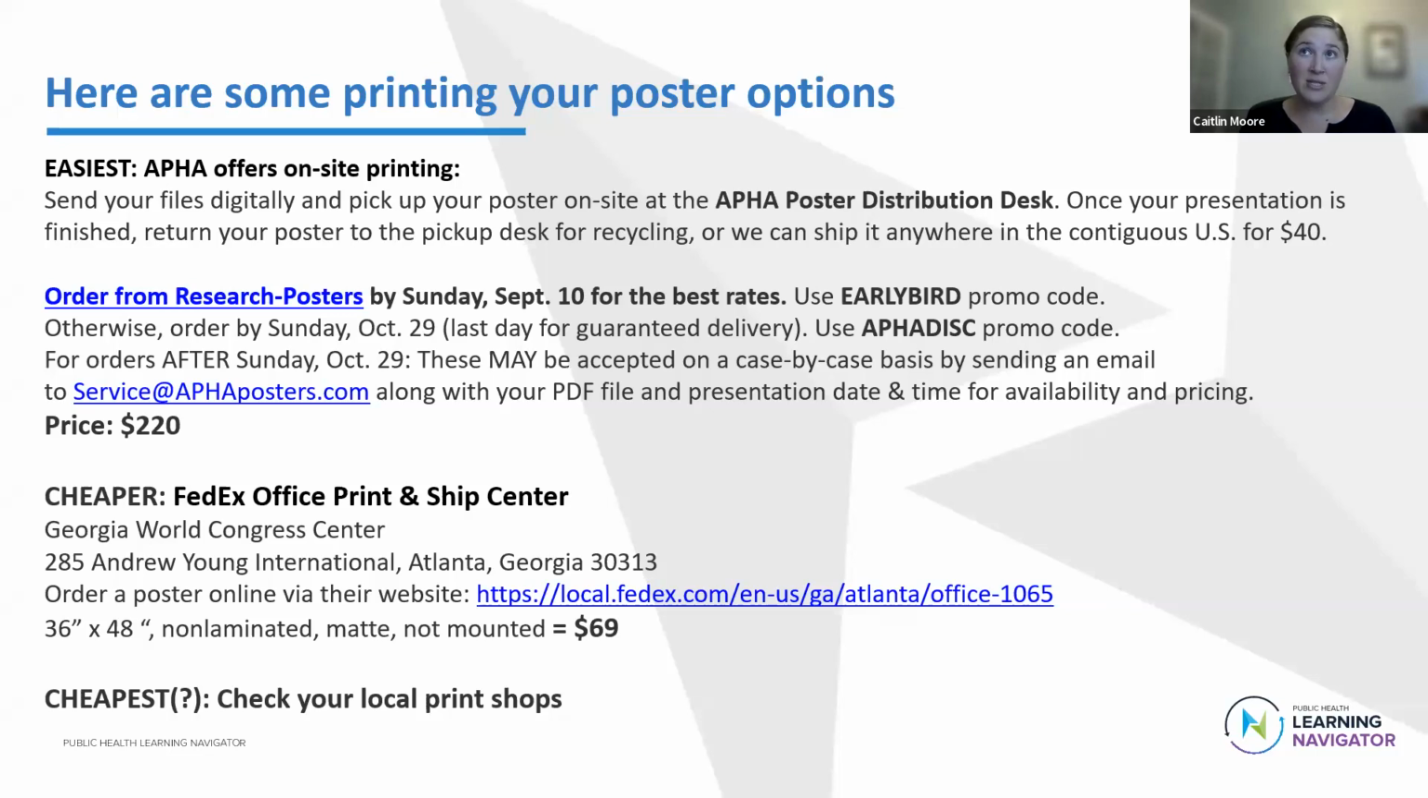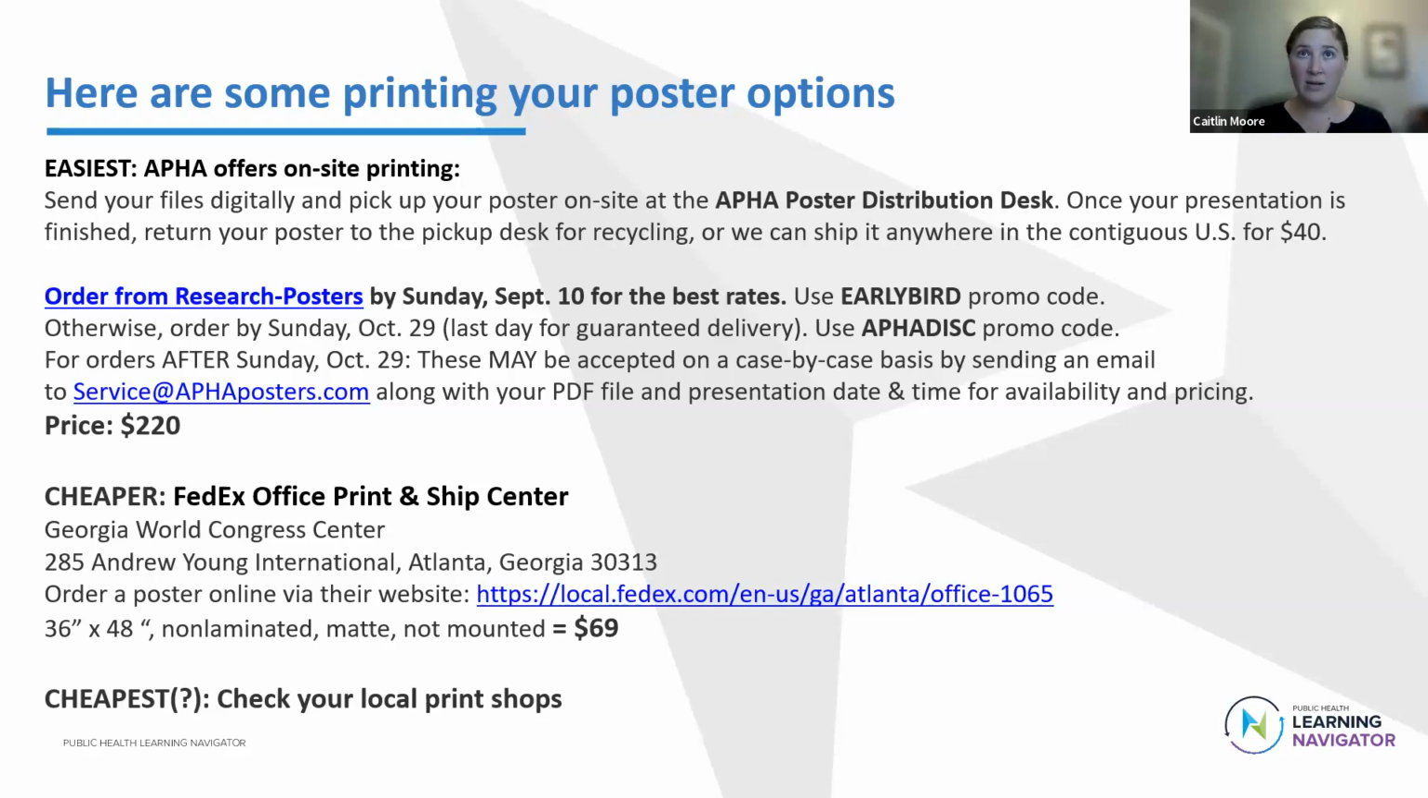for research posters. They do have a discount code. If you send it before September 10th, it's 25%. And then I think, again, Sunday, October 29th is the last day to actually be able to use this through APHA. Right now, it looks like the price starts at $220. So the earlier that you go ahead and submit that, the more discounted it will be.